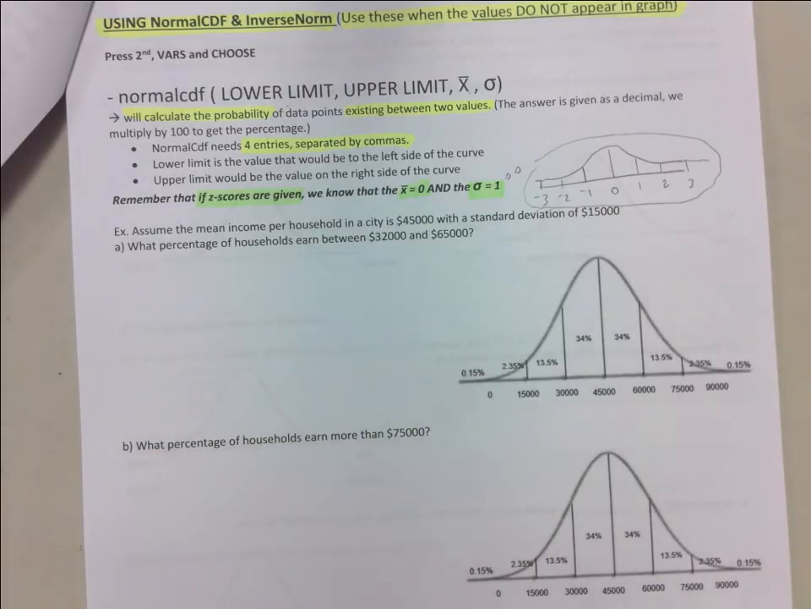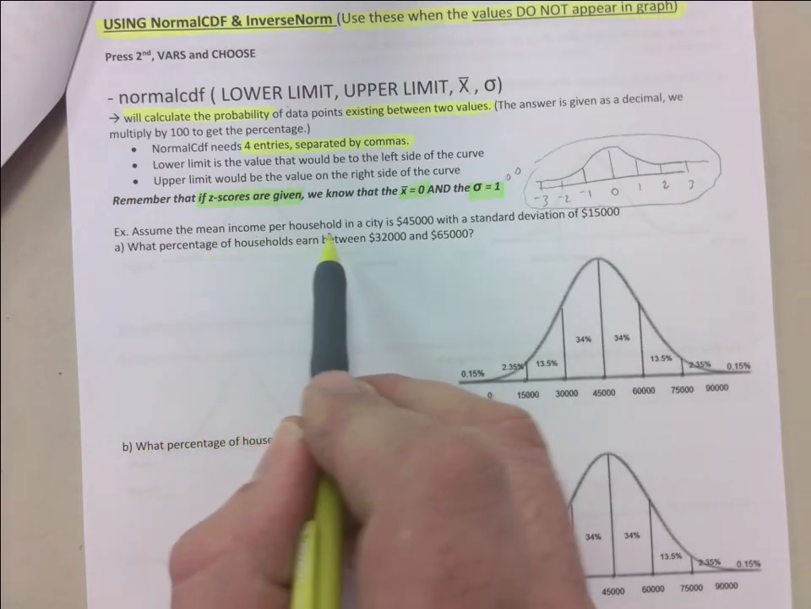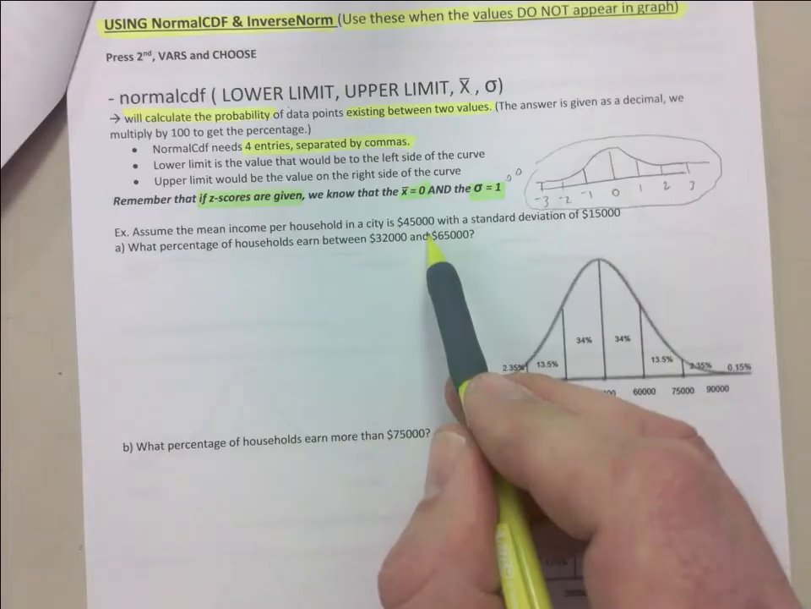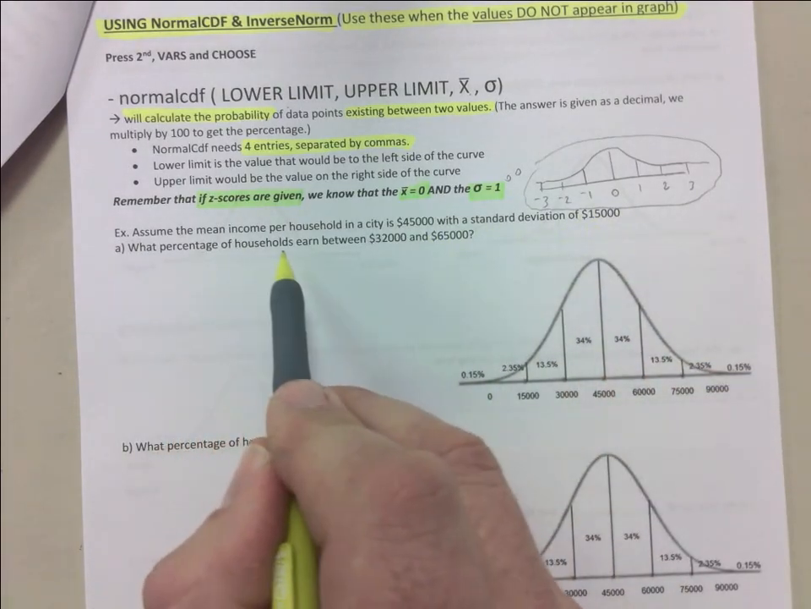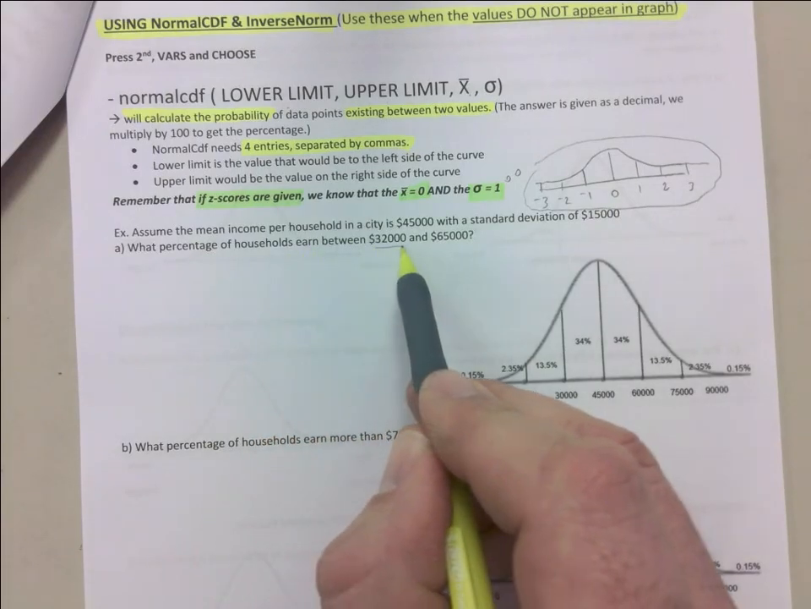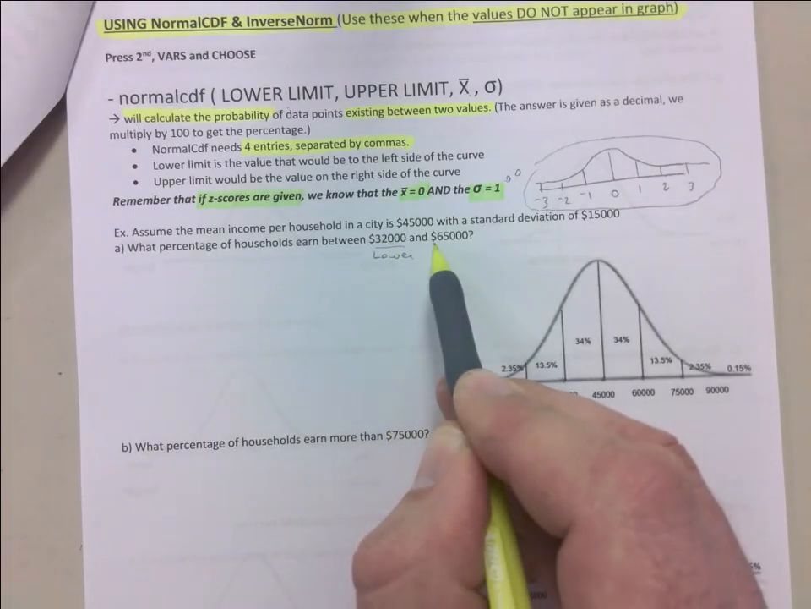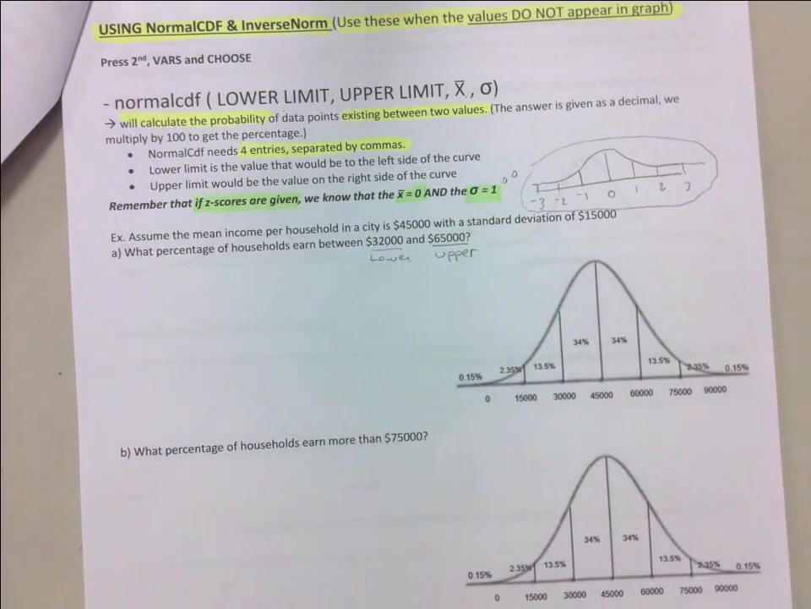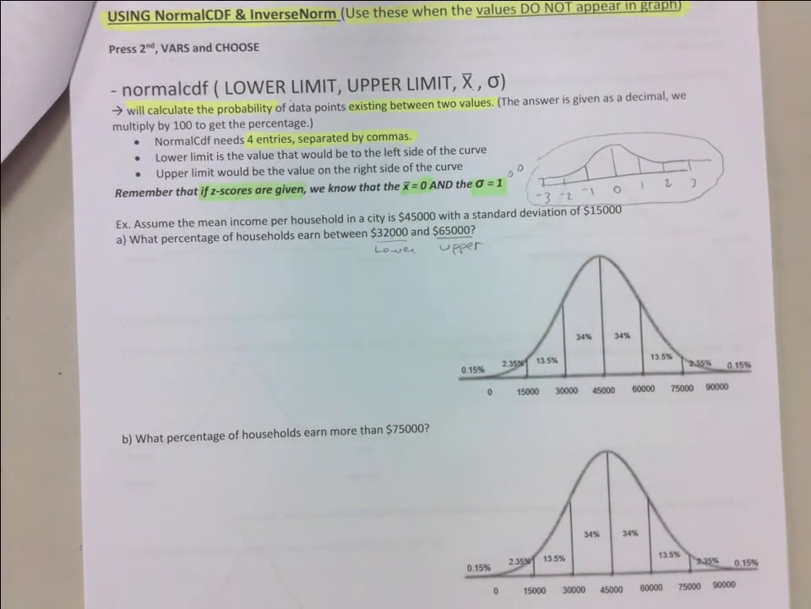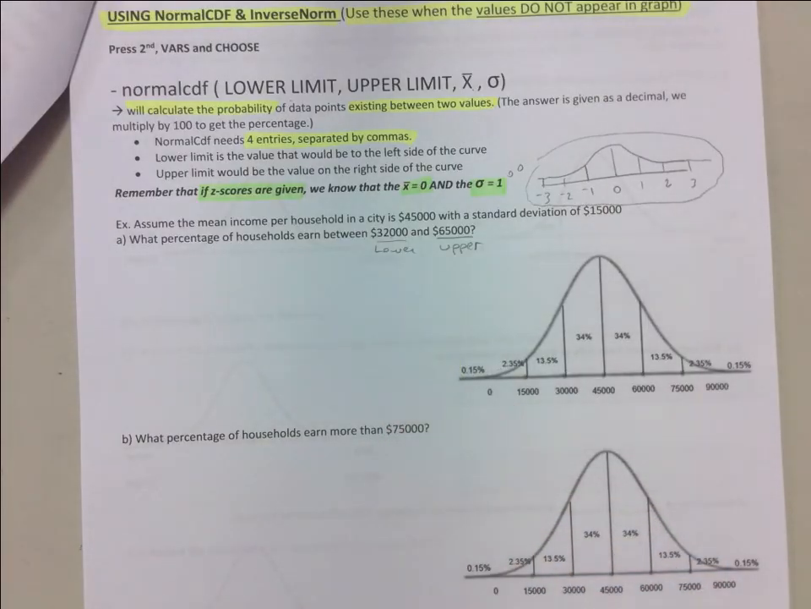So let's use this. Assume that the mean income per household in a city is 45,000 and the standard deviation is 15,000. What percentage of households earn between 32 and 65,000? So it gives you a start and a stop, a lower limit and an upper limit. You're going to find the percentage in between.